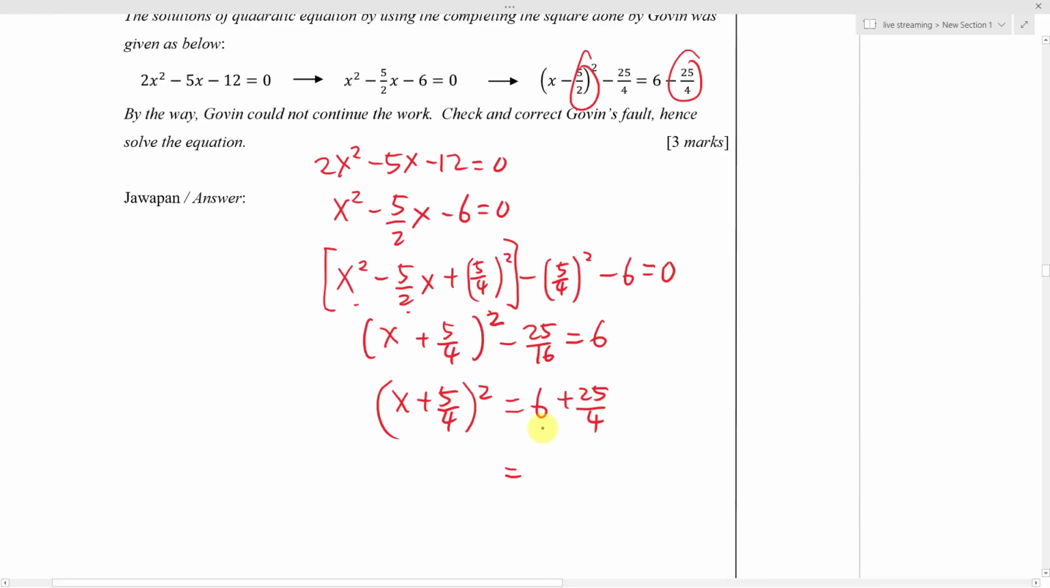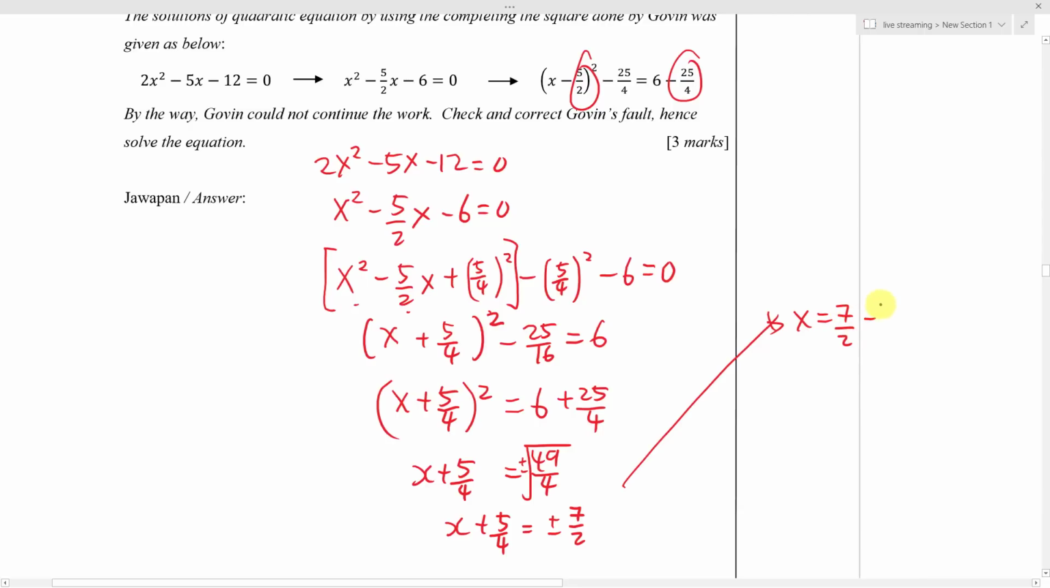And this one you will get 49 over 4 equals x plus 5 over 4, squared. And then I move the square to the square root. You will get positive negative. Then x plus 5 over 4 equals positive negative 7 over 2. Alright, and then you have 2 options here. I mean x equals 7 over 2 minus 5 over 4, or negative 7 over 2 minus 5 over 4. And then you can type in the calculator.